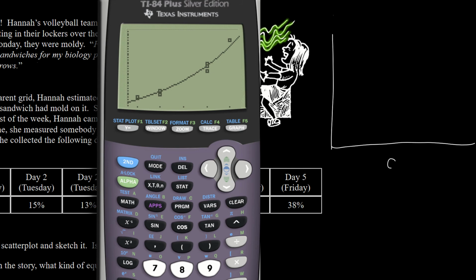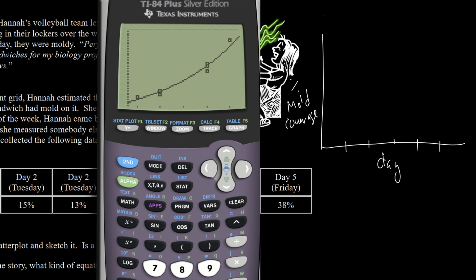So this was the number of days that it was growing, and this was the percent mold coverage. And we had day 1, 2, 3, 4, 5. On day 1 it was around, what was it, like 12%. So I'll go 10, 20, 30, 40. So on day 1 it was around 12%.